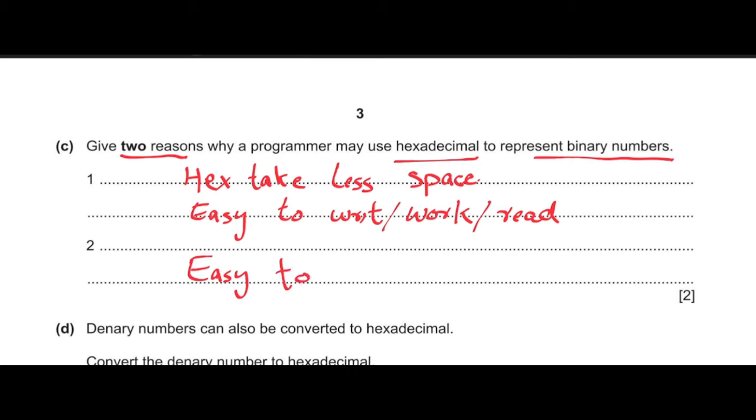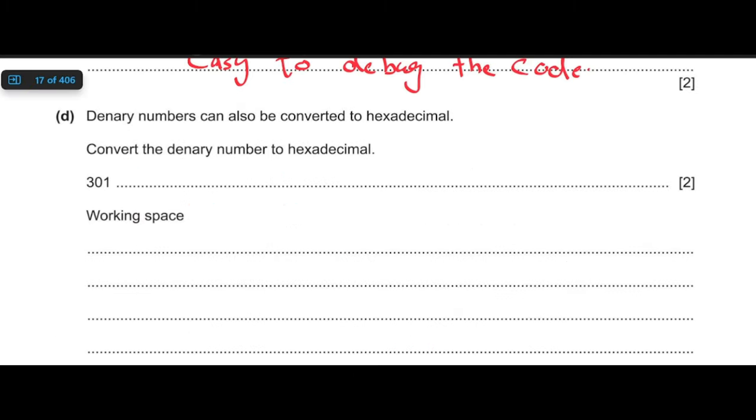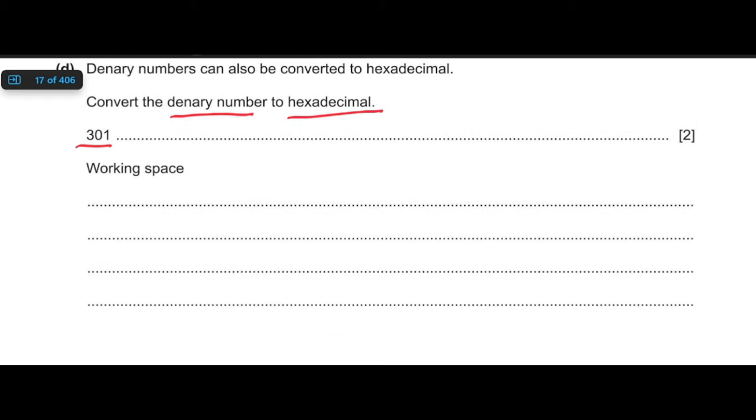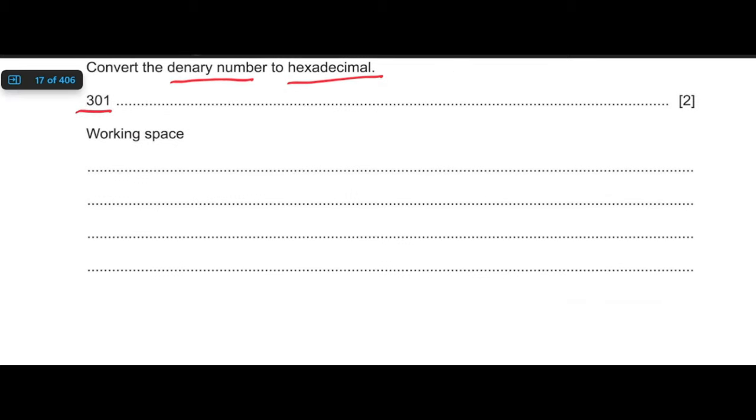And number 3 could be that it is easy to debug the code. Part D, a denary number can also be converted to hexadecimal. Convert the denary number to hexadecimal. Now we have a denary number and we need to convert it to hexadecimal. If you want to convert the denary number to hexadecimal, step number 1 is you just need to convert it to binary first. So let's first convert 301 to binary.